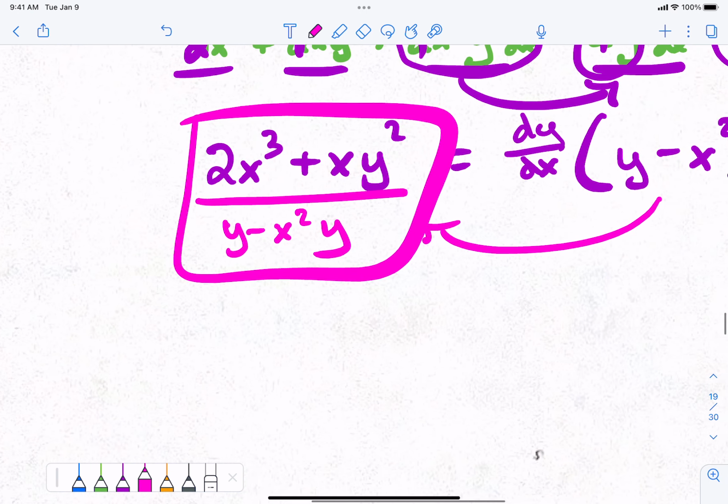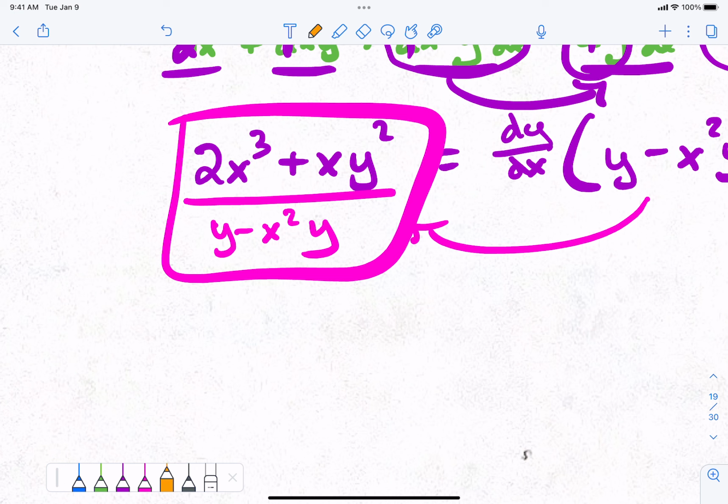No, this actually simplifies not as bad as you think it might. Okay, so there's my derivative. We have to plug some stuff in, right? We're plugging in the square root of 2 over 2.